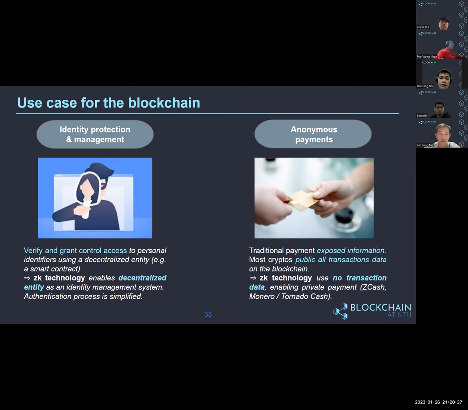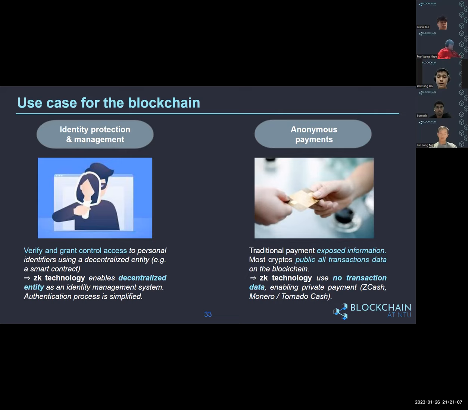Now we have ZK proof. We can verify and grant control and access to personal identifiers using decentralized entities, let's say a smart contract on the blockchain. So this enables decentralized entities as identity management systems. And thanks to ZK proof, the authentication process is also simplified.